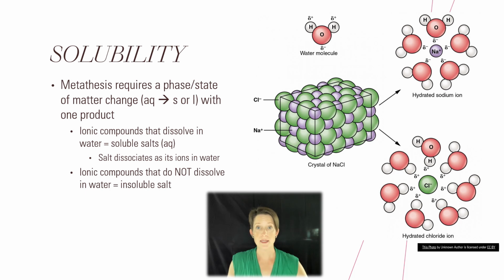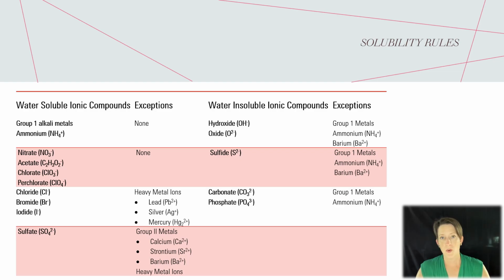Solubility is the ability of the salt to go into water. As you can see with this image, water will surround each of the ions of that salt to free them from their ionic compound. If a salt is insoluble, the attraction with water is not strong enough to separate the ions from each other. In order to determine whether or not a metathesis reaction occurs, we need to know whether those ionic compounds are soluble or insoluble in water.